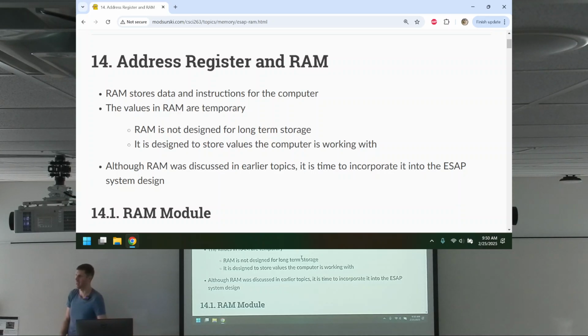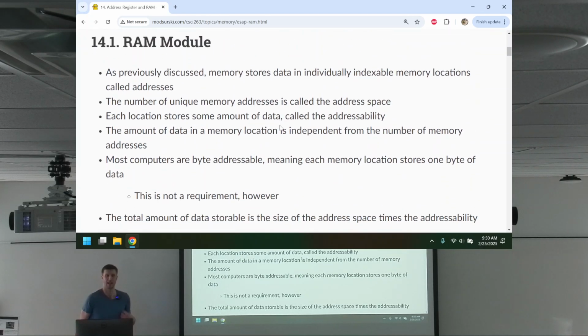The values in RAM are also temporary. RAM, in general, is not designed for long-term storage. In your typical computer, you have other devices designed for long-term storage. RAM is designed to hold whatever the computer's currently doing. Our system is going to be using RAM only. Although RAM was discussed earlier, it wasn't ever incorporated into this system, so we're going to need to make a RAM module for our system.